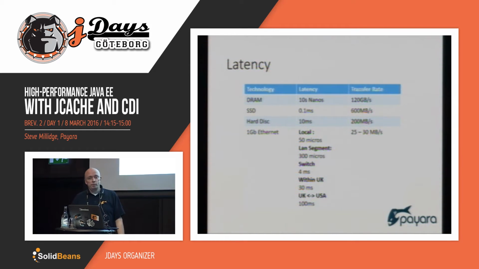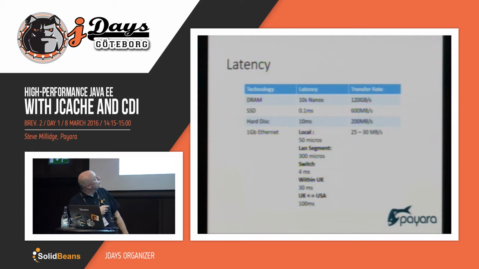SSDs have about a 0.1 millisecond access time latency. They can shift about 600 megabytes a second, if you're on SATA 3, maybe a little bit more on InfiniBand. And then you've got hard disks, or spinning rust, as they're derogatorily called. They've probably got a seek time of around 10 milliseconds and a couple hundred megabytes per second.